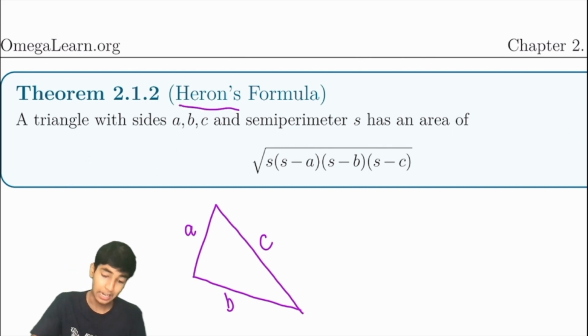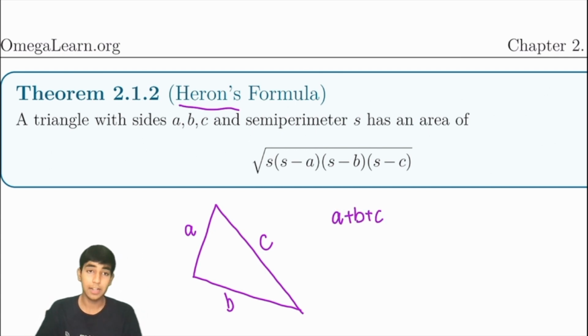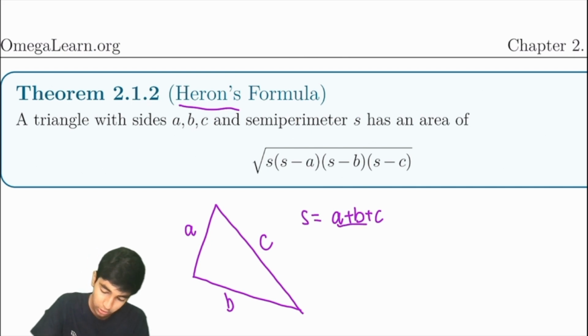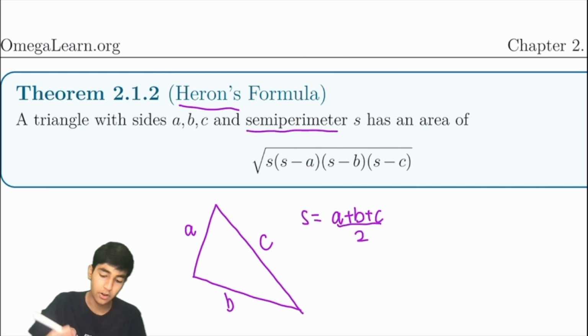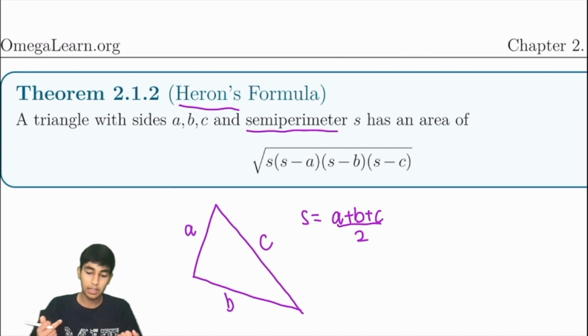The trick? Heron's Formula. So what you do is you first find the perimeter, a plus b plus c. That's a perimeter, right? And then you take half of that, and that's what we'd like to call the semi-perimeter, half of the perimeter. A plus b plus c divided by 2.